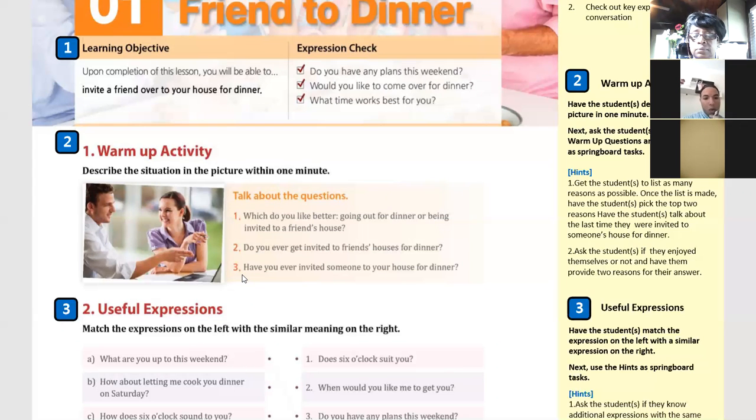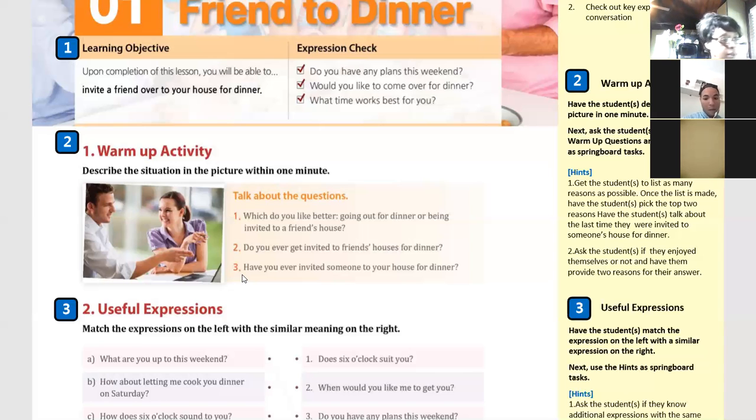Well, in the picture, there are two people. It seems like they are describing something on the computer. They might be working together on a project, for example, or the man seems to invite her to dinner or to a party, for example. And the woman looks happy on the picture.